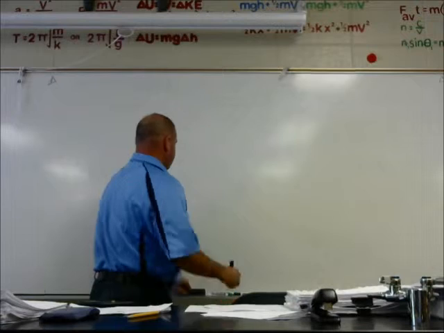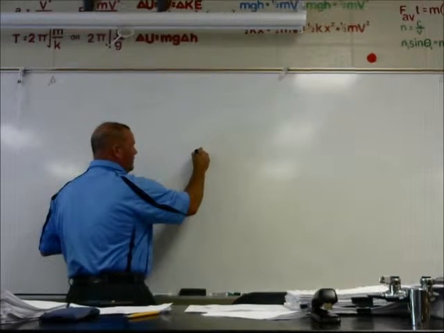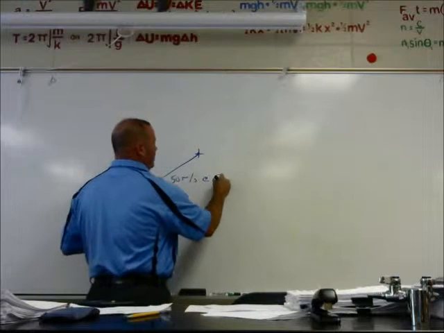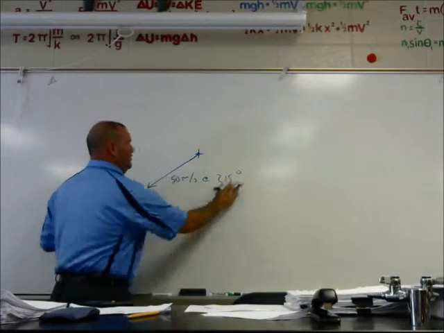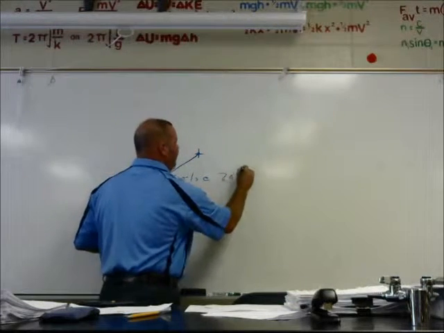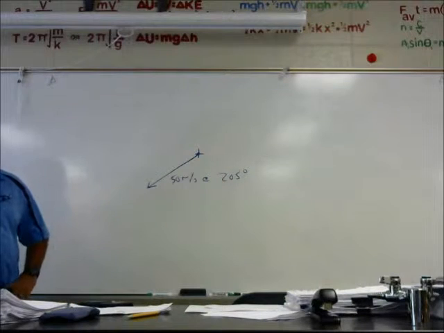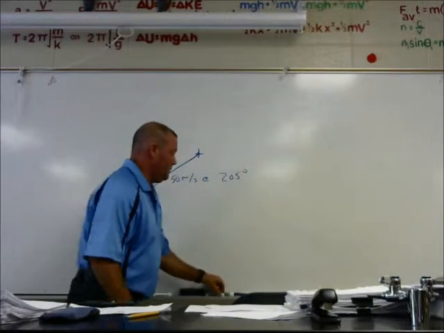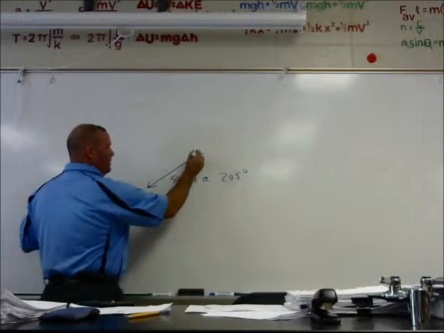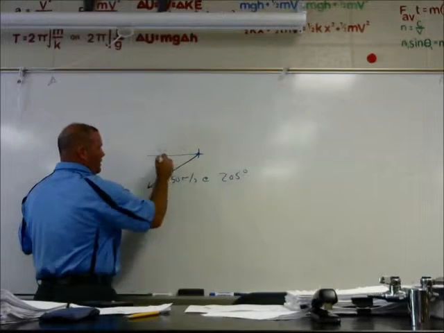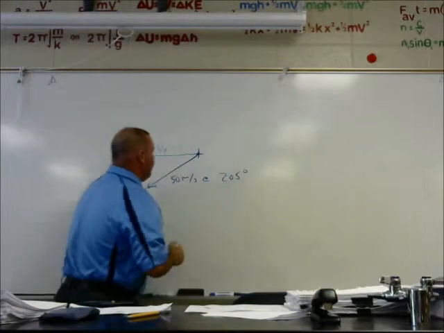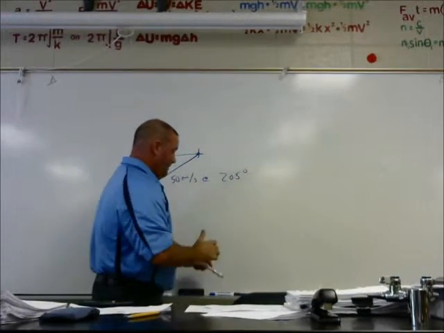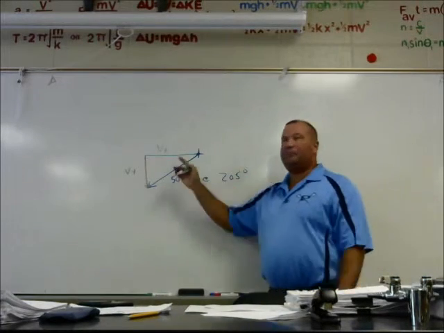If I had a vector of 50 meters per second at 205 degrees, what would the x and the y components be? Let's do that now. How could I calculate the x component?